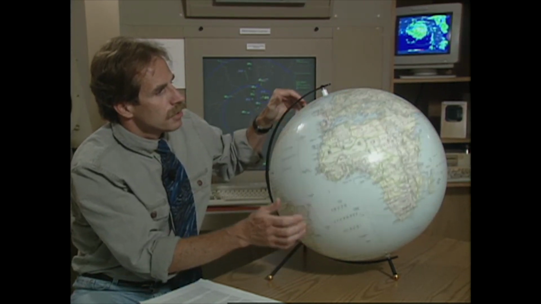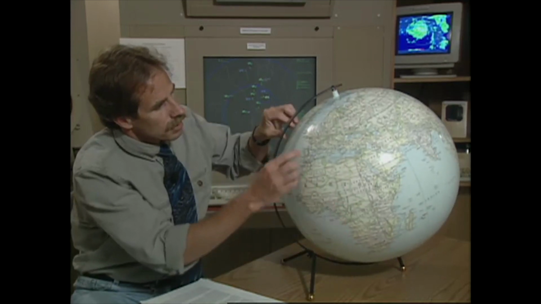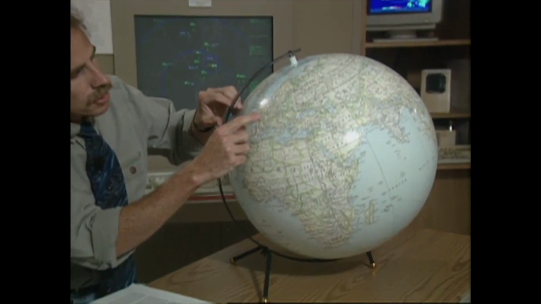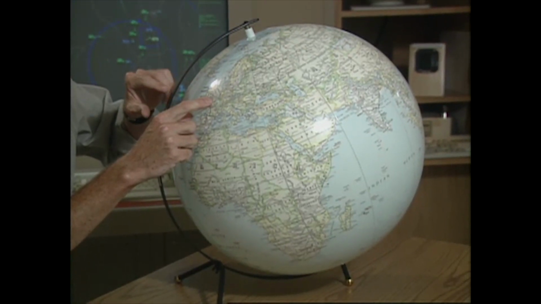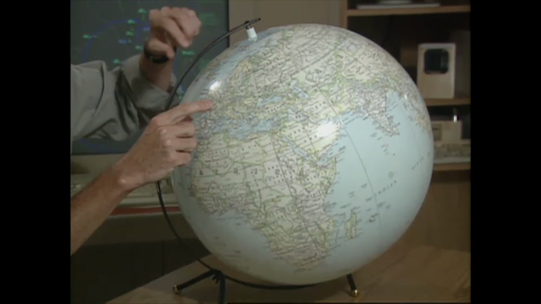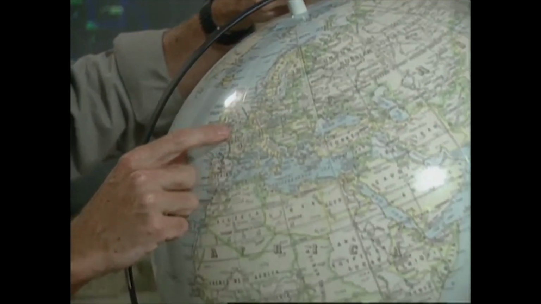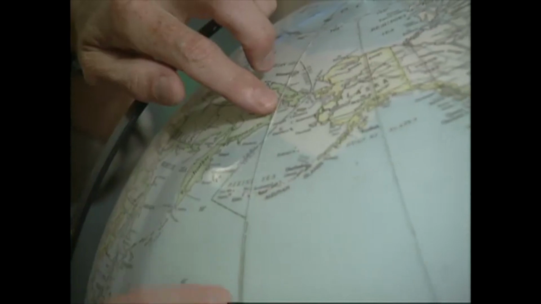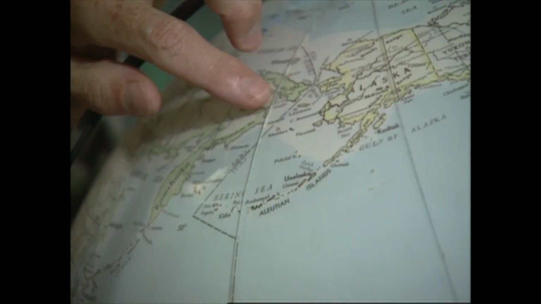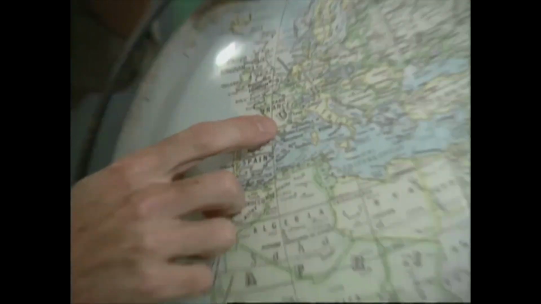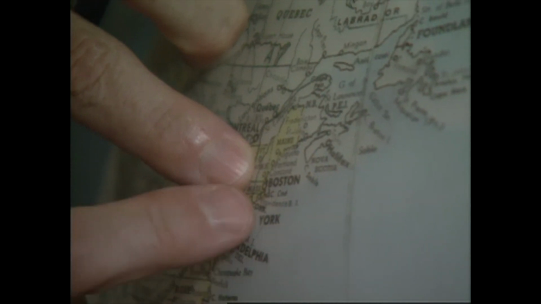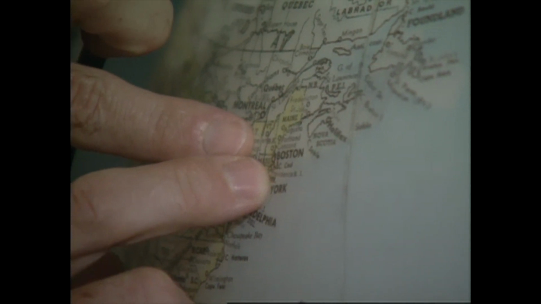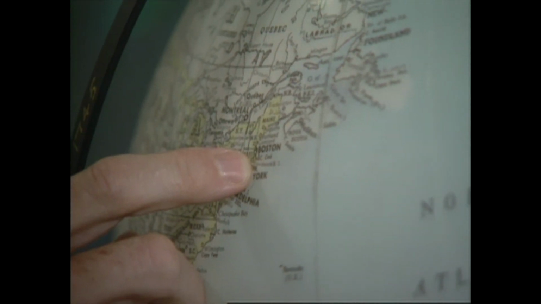Now, longitude is defined in terms of east-west position, and 0 degrees longitude is in Greenwich, England, very close to London. Longitude goes east and west from that 0 position to 180 degrees at the international date line in the middle of the Pacific. Our location here in Boston is about 70 degrees west of Greenwich, England, and about 45 degrees north from the equator. So our latitude is 45 degrees north and our longitude is about 70 degrees west.